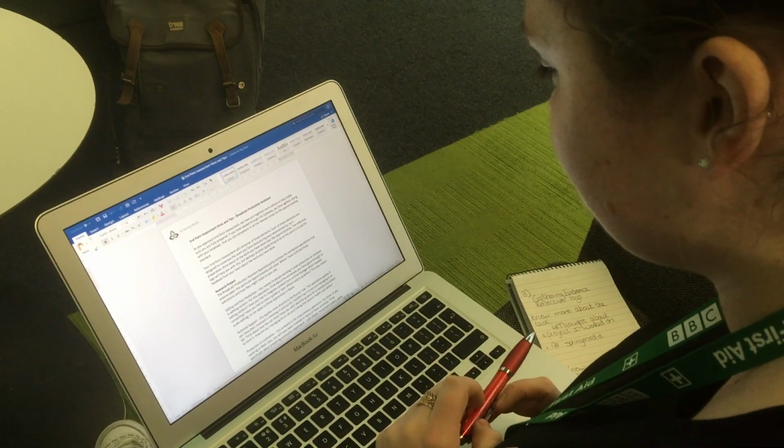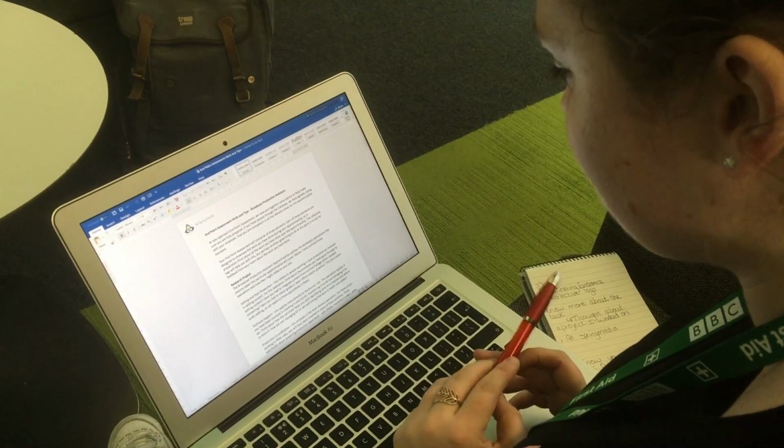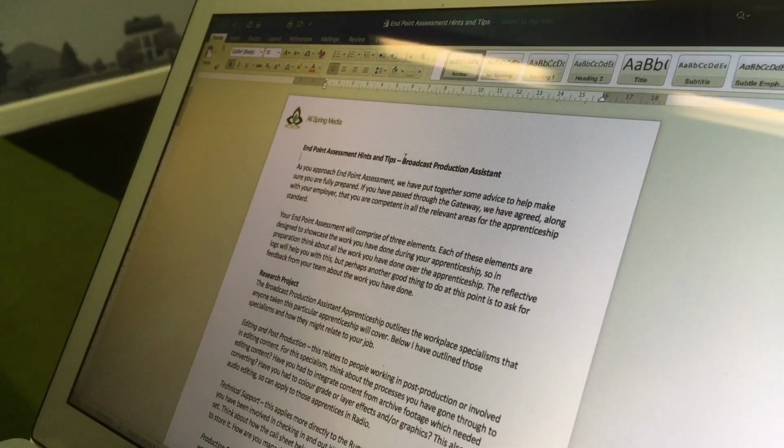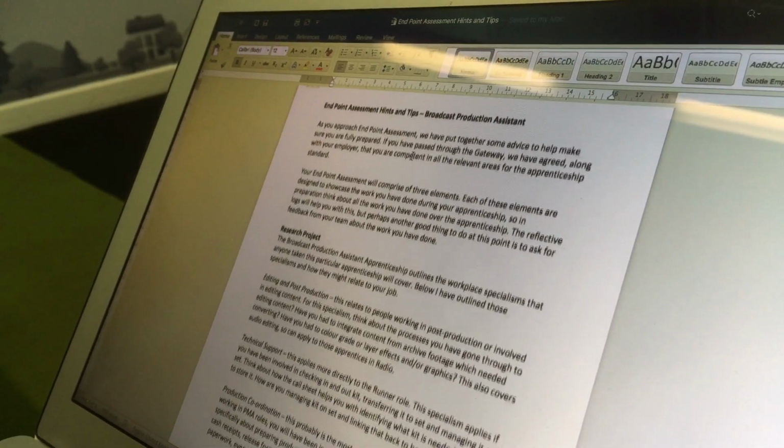I kept a reflective log, which was really useful because it helped me see what I had done at the very start of the year, which I couldn't remember. So it helped me look back and be like, oh yeah, I did this. I kept all the stuff that I'd done saved on my laptop, so it was easy for me to provide evidence of the work that I had done. And I used the help sheet that came along with the assessment to mark off all the things that I needed to put in my essay.